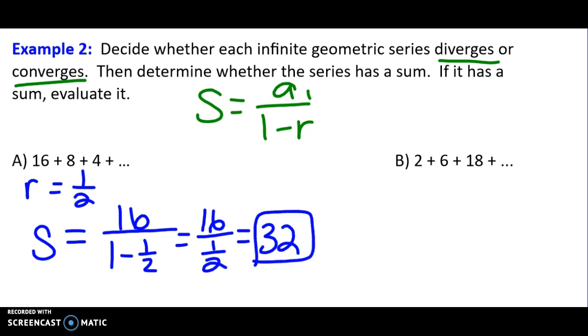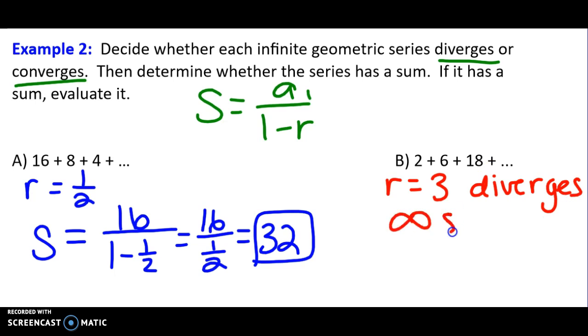In the second part here, part B, it looks like our r is equal to 3, so that means we are diverging, and we have an infinite sum that we cannot find.